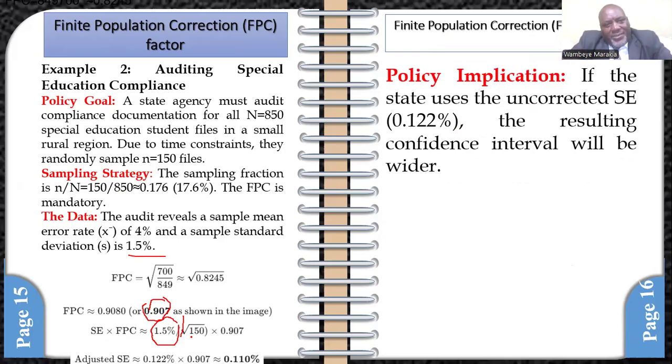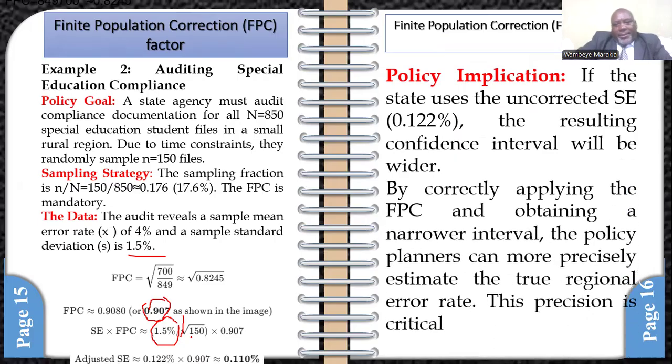So in this case, the policy implications: if the state uses the uncorrected standard error of 0.122%, the resulting confidence interval will be wider. But when we apply the FPC and obtain a narrower interval, the policy planners can more precisely estimate the true regional error rate. And this precision is critical, as we are seeing, which stands now at 0.11, not at 0.12.